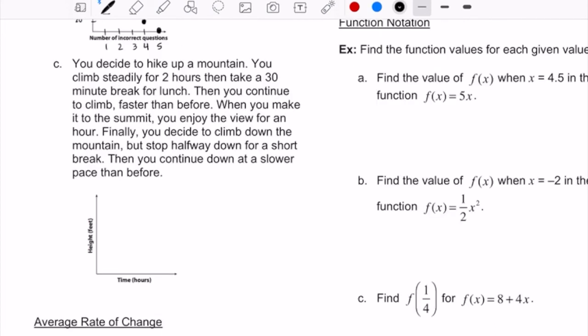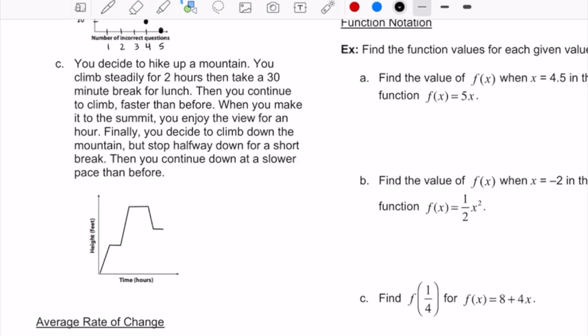The next one says you decide to hike up a mountain. You climb steadily for 2 hours, and then you take a 30-minute break for lunch. Then you continue to climb faster than before. When you make it to the summit, you enjoy the view for an hour. Finally, you decide to climb down the mountain, but stop halfway down for a short break. Then you continue down at a slower pace than before.